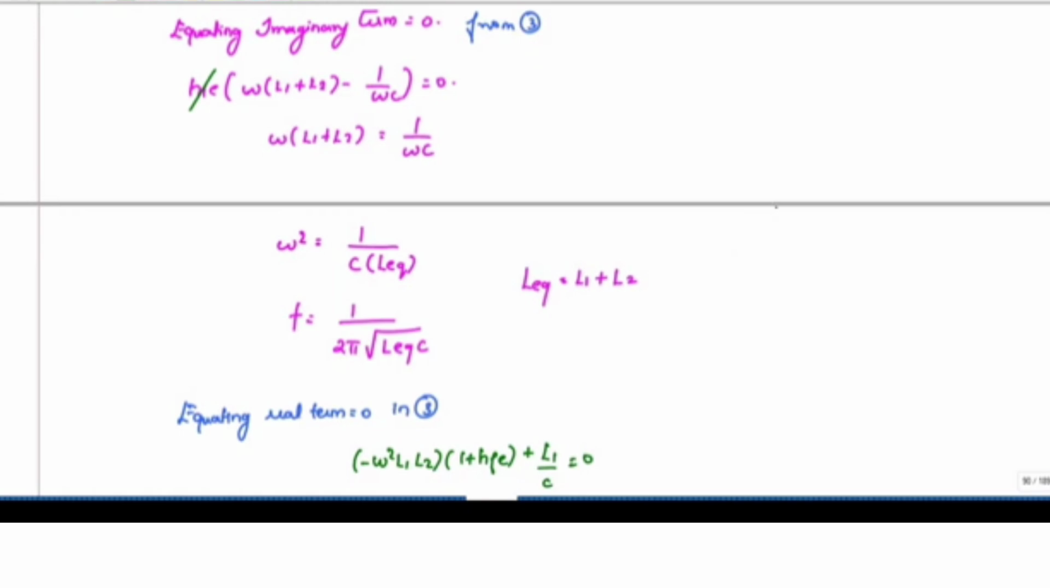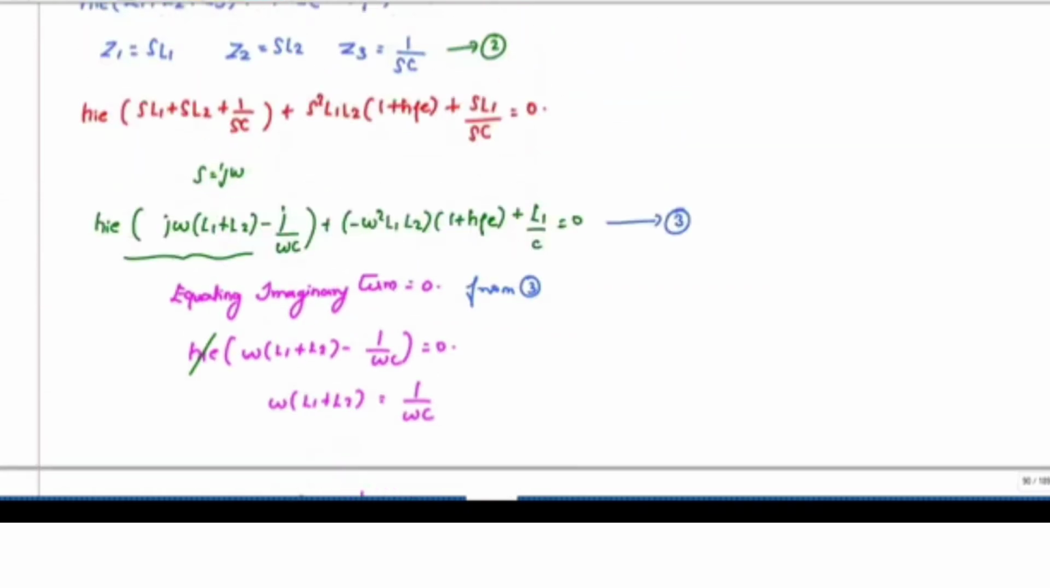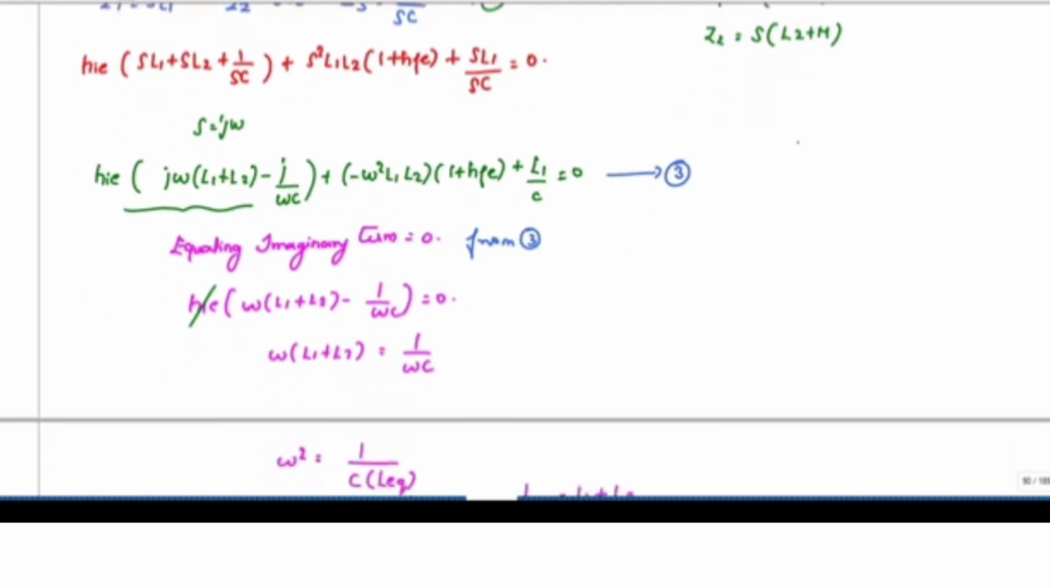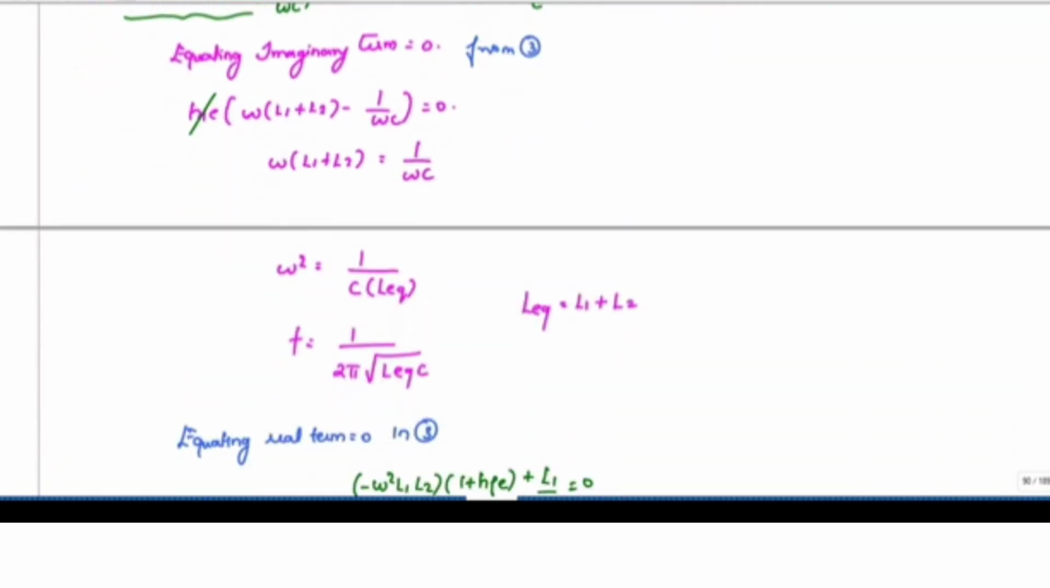In some other books, if I consider the mutual inductance, I will get plus 2M, otherwise minus 2M, based on the dot convention, and in some cases the mutual inductance is 0. So I represent here that the mutual inductance value is 0, so I have taken L equivalent equal to L1 plus L2. Therefore omega is equal to 1 divided by root of C L equivalent. You know that omega is equal to 2 pi F, so F is equal to 1 divided by 2 pi into root of L equivalent C.